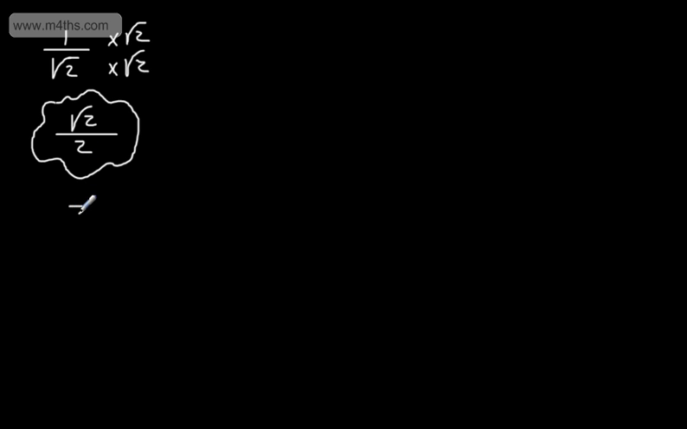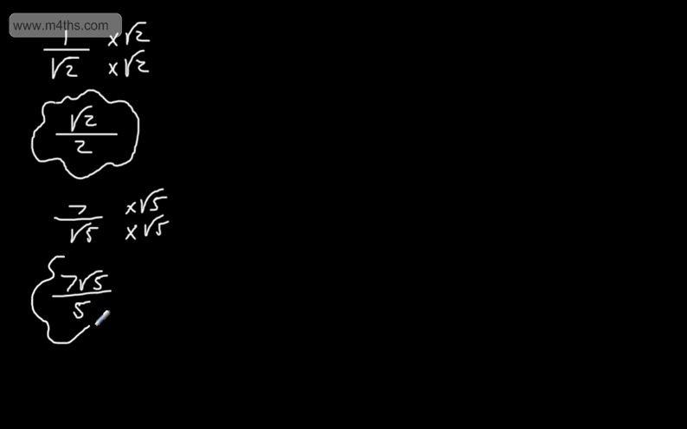Let's look at another one. Let's say we've got 7 over root 5. All we need to do here is multiply top and bottom of the fraction by the surd. So we're going to multiply the numerator by root 5 and the denominator by root 5. So in the numerator, I'll have 7 root 5. In the denominator, I'll simply have 5. So this gives us our fraction with a rational denominator.